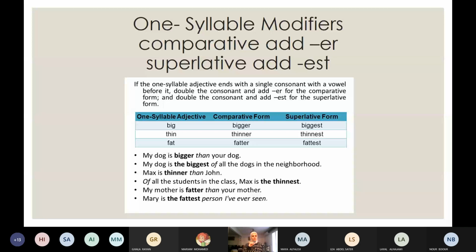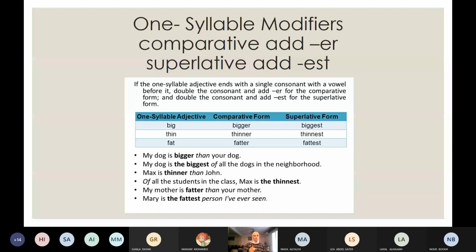If the 1 syllable adjective ends with a single consonant with a vowel before it, double the consonant and add er for the comparative form, and double the consonant and add est for the superlative form. So we add er or est. Big will be bigger. Why did I double the G? Because it is a consonant and before it there is I. B-I-G, bigger. G is a consonant letter. What is a consonant letter? Not a vowel letter. And before it, a vowel. B-I-G will be bigger. Double the G and add ER. Biggest, double the G and add EST.